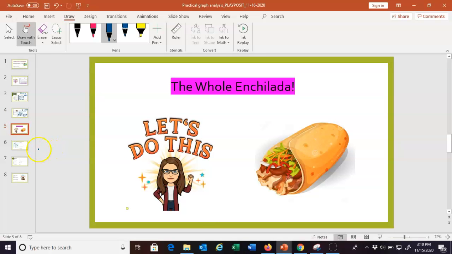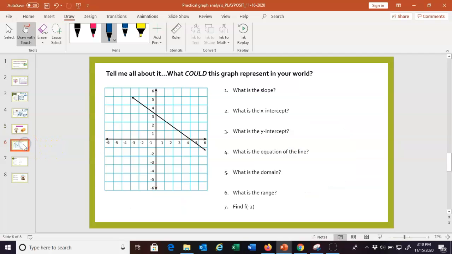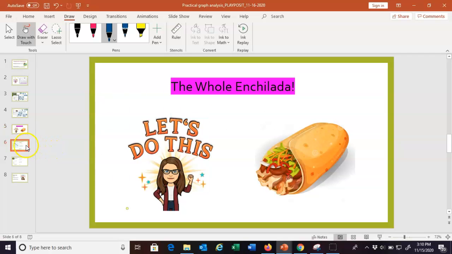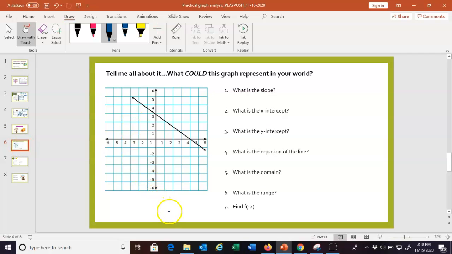All right, let's do this. The whole enchilada. Okay. Tell me about this graph. What could this graph represent in your world? There's a variety of answers. And I'm sure you guys are already thinking of some.